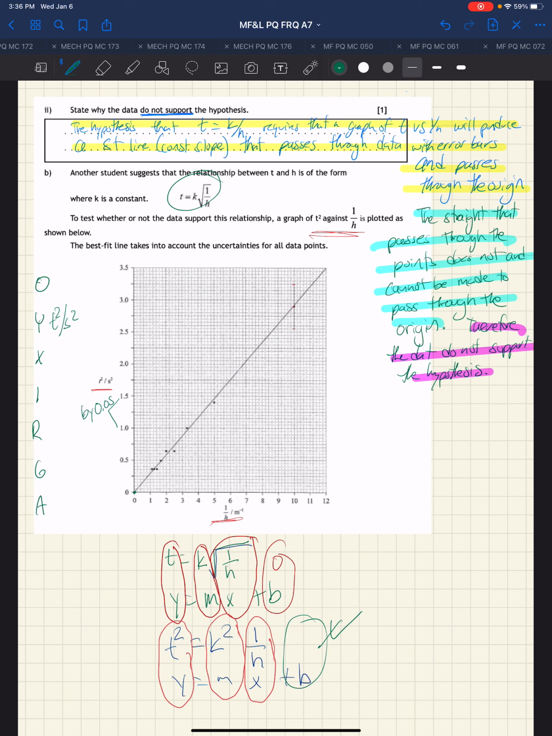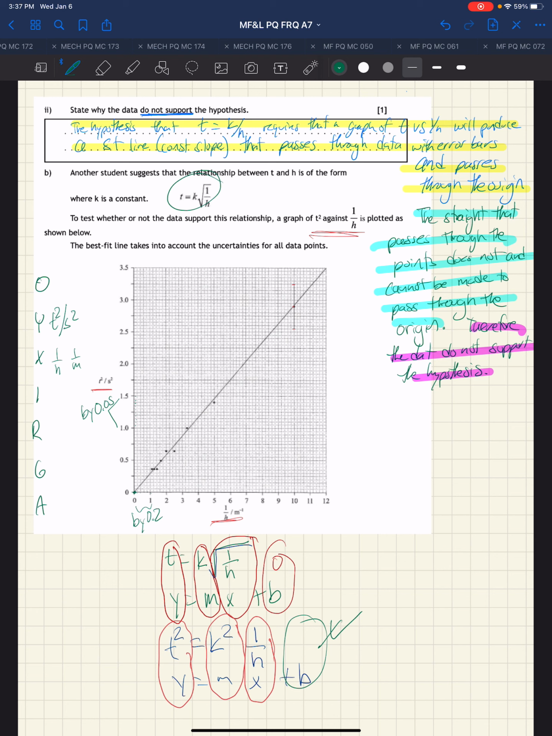0.05, 0.1, 0.15, 0.2, 0.25, 0.3, 0.35, 0.4, 0.45, 0.5. So we have that scale down. X-axis, 1 over h, has units of per meter. And we see from 0 to 1, there are 1, 2, 3, 4, 5 increments. So this goes by 0.2.